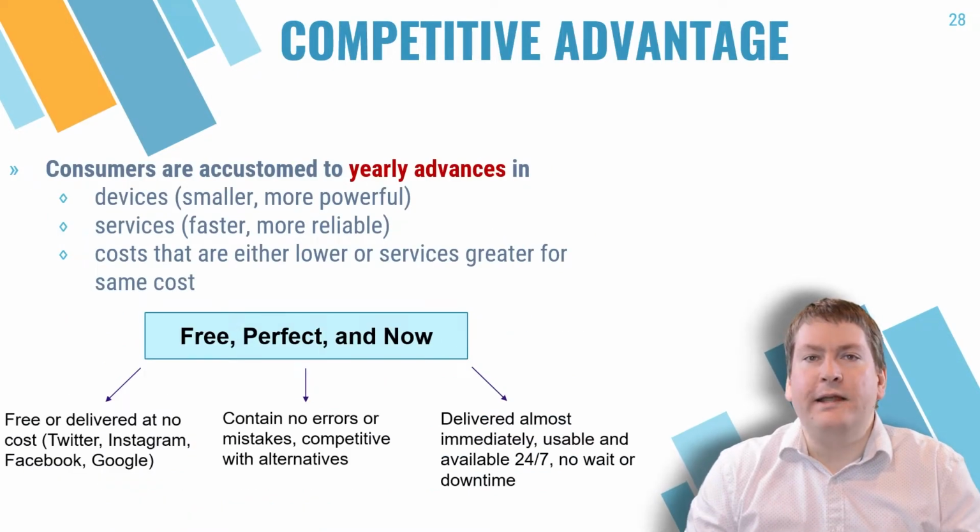So how does this relate to information systems? Well, consumers have been accustomed to yearly advances in technology and service. They expect it to be free or low cost, such as Gmail or Facebook. They expect it to be a high quality of service that makes no errors or mistakes, and they want it right now, with little wait. It's not hard to see these trends in real life.